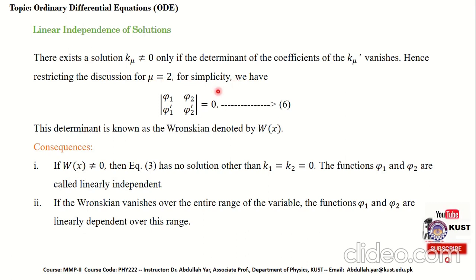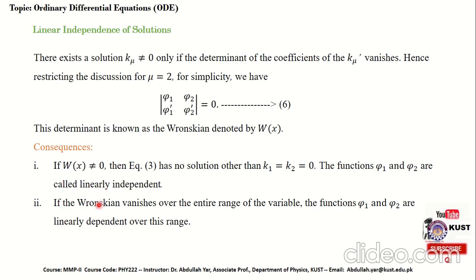Hence, restricting the discussion to mu equal to 2 for simplicity, we have the determinant of phi 1, phi 2, phi 1 prime, phi 2 prime equal to 0, and this determinant is known as the Wronskian, which is denoted by W of x. Consequently, if W of x is not equal to 0, then equation 3 has no solution other than k1 equal to k2 equal to 0. Then the functions phi 1 and phi 2 are called linearly independent.